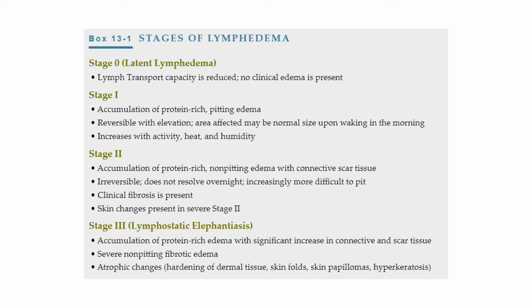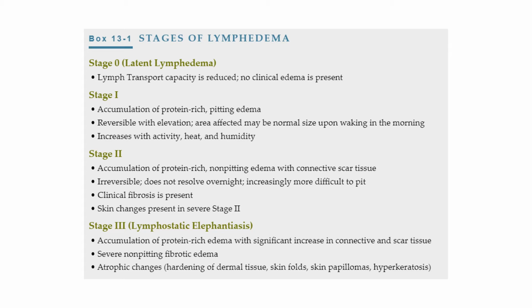And this is an accumulation of the protein-rich edema with significant increases in connective as well as scar tissue. Again, we're not going to see the pitting edema, but we're going to see non-pitting fibrotic edema. And there's going to be severe atrophic changes. There's going to be hardening of the dermal tissue, the skin folds are going to change, there may be skin tumors, and hyperkeratosis. And please note that lymphedema can be classified in 2 ways.